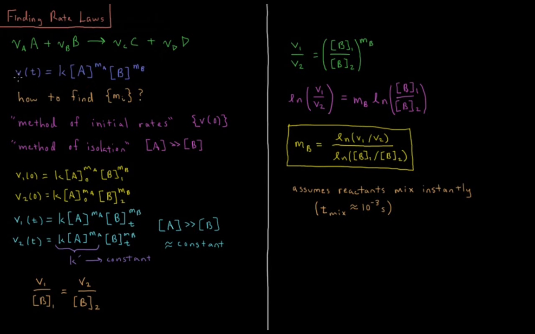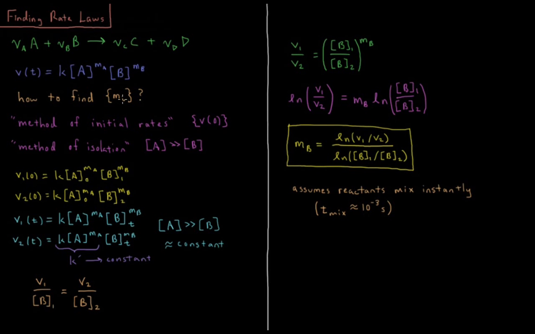So we know we have some rate law, which depends on the concentration of our reactants to some given power times the rate constant. So our rate of reaction v(t) equals k times [A]^mA times [B]^mB. Our question is, how do we find these orders for each of our reactants?